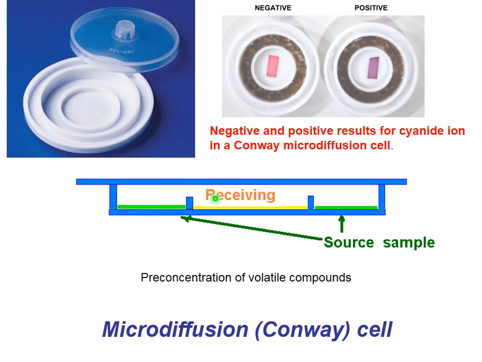There is another approach of headspace analysis, which was designed around 80 years ago by Conway in Ireland, so-called Conway cells. What is it? You have two spaces. One in center is your receiving area, and then there is a circle here. You can put your source sample.